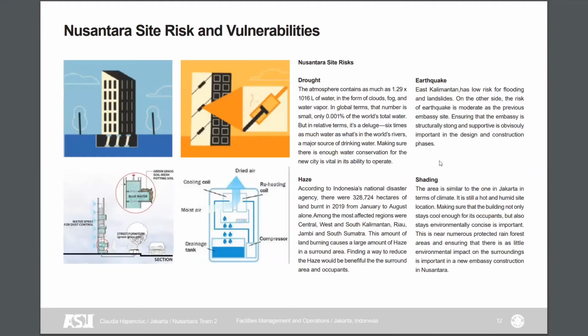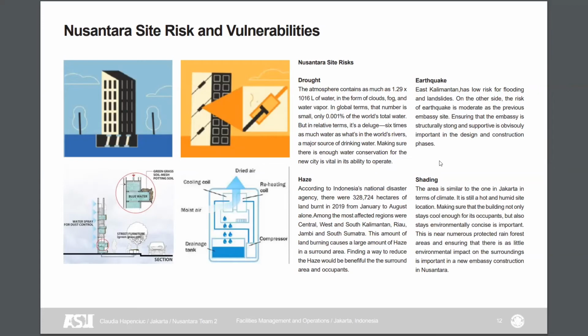But within the new site, some of the risks and vulnerabilities in it, we had drought. So apparently, with the research that was done, there's very little water vapor when it comes to clouds and fog. So it's fairly small against the world's total when it comes to water. They do have a river source for drinking water, but they aren't sure if it will be enough for the population, since that is a growing factor with Jakarta.